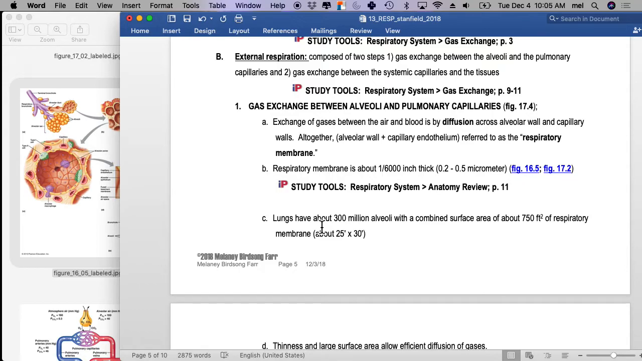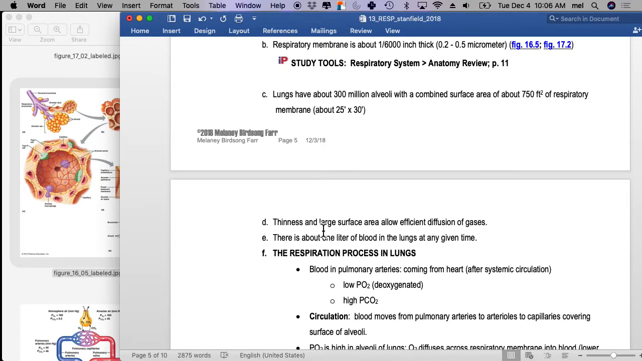That means for the average size person with an average size lung, you end up with about 750 square feet of respiratory membrane. And I have lived in apartments smaller than that, right? That's ginormous. It's about 25 feet by 30 feet. So tons and tons of surface area and it's really, really thin. So you get tremendous gas exchange.